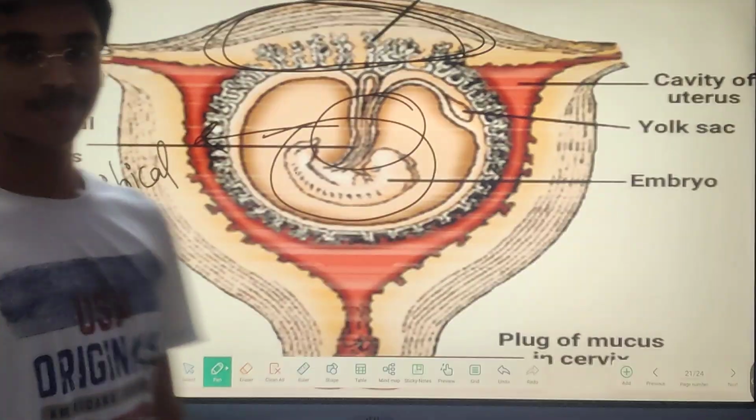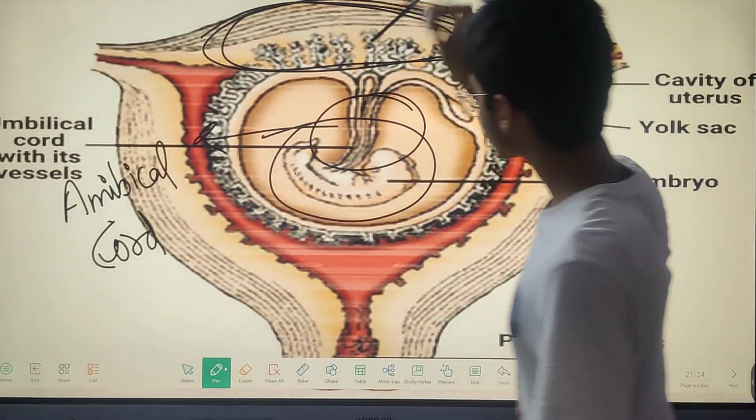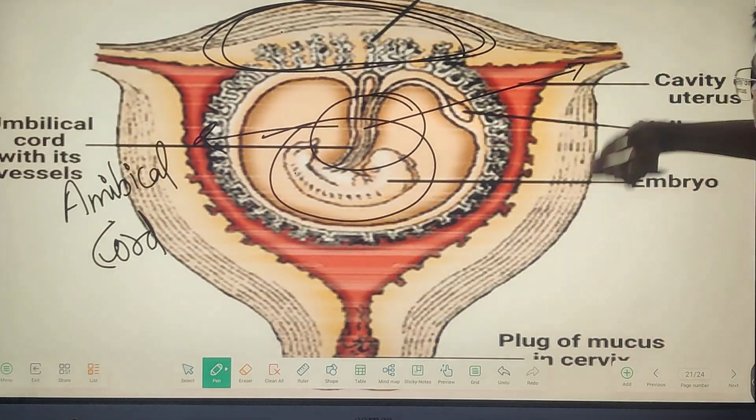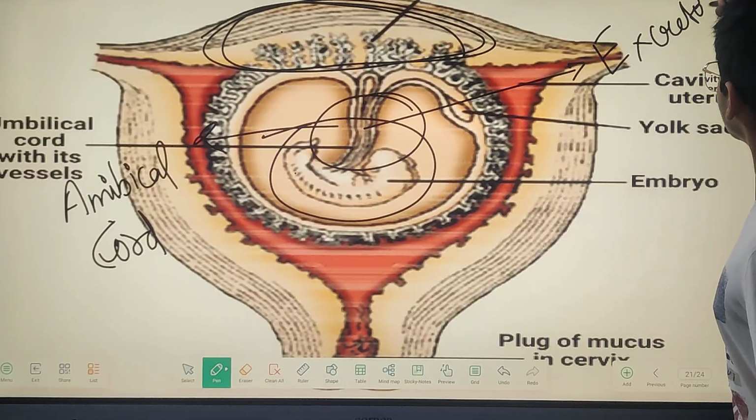Don't think the spelling is wrong, I know this is the correct spelling. This umbilical cord is the thing that connects, and what it mainly does is it plays an excretory role.